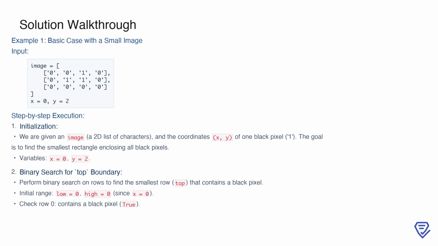The first step is to determine the top boundary of this rectangle. To do this, we use a binary search on the rows, starting with the range low equals 0 and high equals 0, since the black pixel is in row 0. We check if row 0 contains any black pixels, which it does, so we confirm top equals 0. This marks the upper limit of the rectangle.